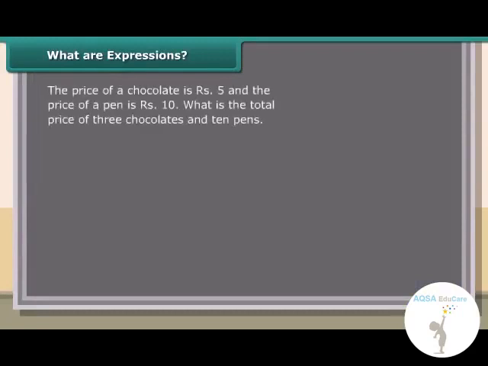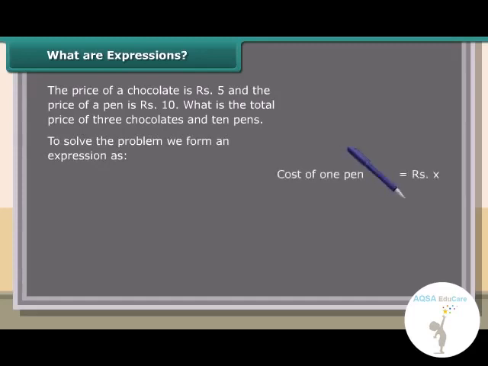What are expressions? The price of a chocolate is ₹5 and the price of a pen is ₹10. What is the total price of 3 chocolates and 10 pens? To solve the problem, we form an expression as cost of 1 pen is equal to ₹X. Cost of 1 chocolate is equal to ₹Y. Cost of 3 chocolates is equal to ₹3Y.